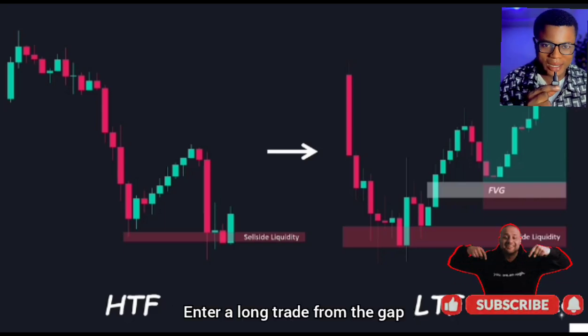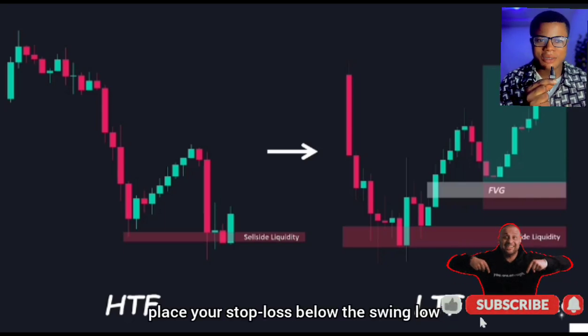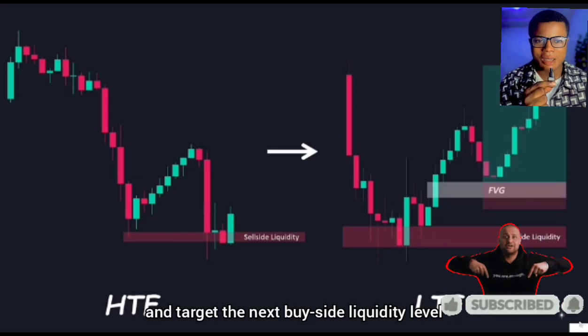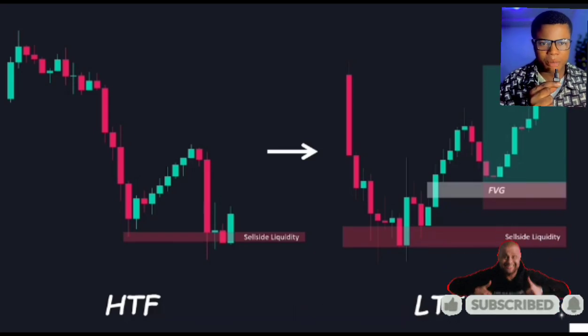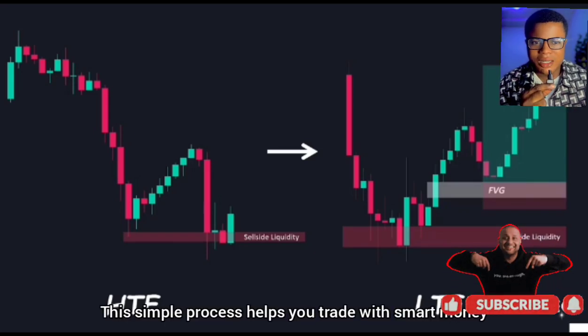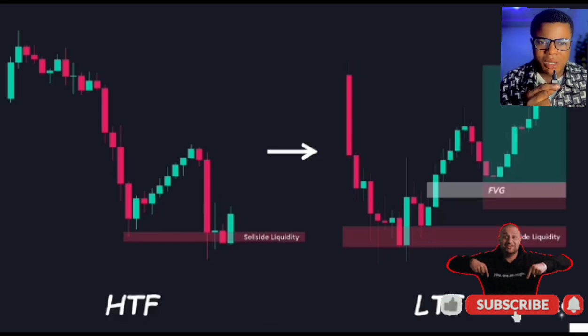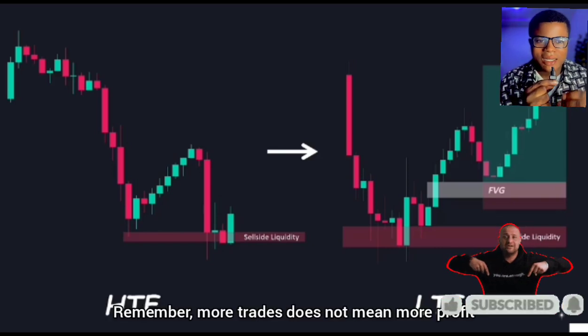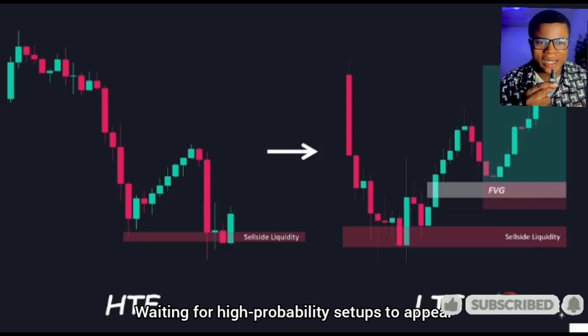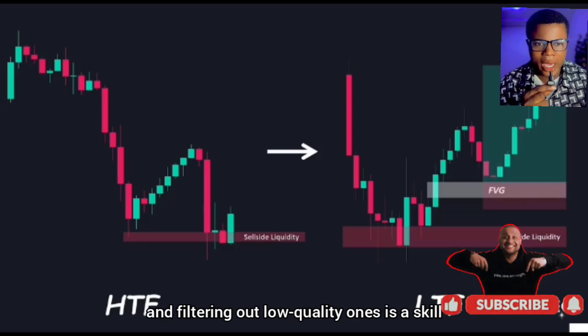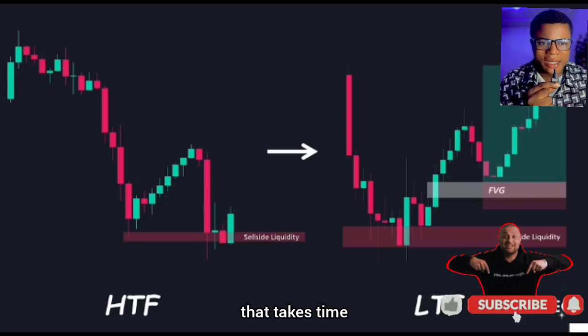This gap is used as the entry zone. Enter a long trade from the gap, place your stop loss below the swing low, and target the next buy-side liquidity level. This simple process helps you trade with smart money, not against it. Remember, more trades does not mean more profit. Waiting for high probability setups to appear and filtering out low quality ones is a skill that takes time and discipline to develop.